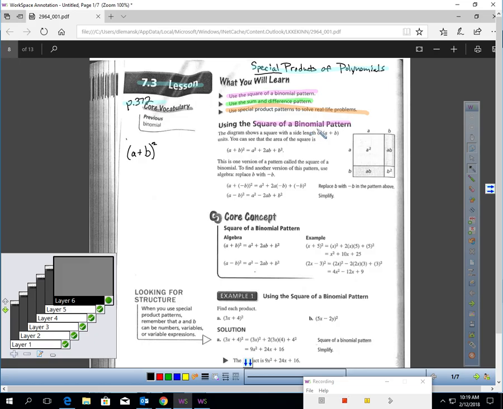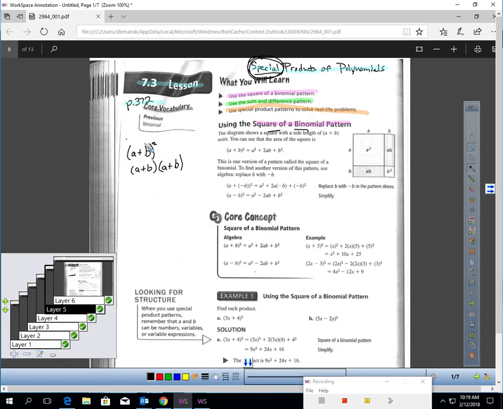Let's talk about the square of a binomial pattern. They call these patterns special because they're shortcuts, okay? So let's think. A binomial means two terms. So here would be two terms, a plus b, and I'm squaring it. Now, let's do it the long way first, which is to double distribute.